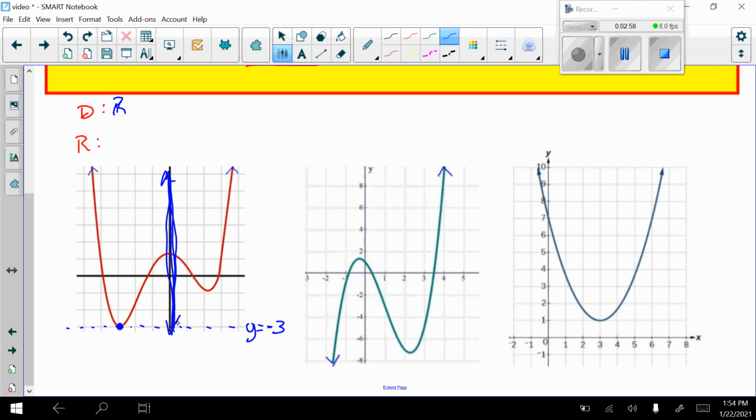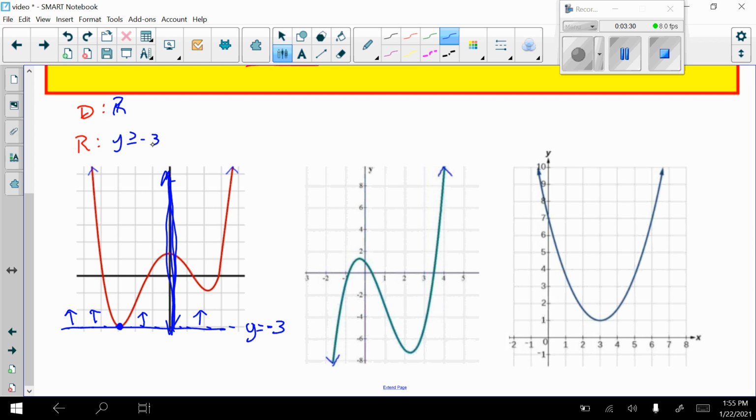That means my range gets cut off. So the way I'm going to write this, I'm going to write it as an inequality. I'm going to say that the range is all of the y values that are above this cutoff point, because that is where my graph stops. I have to be above that line, which is at -3. So I'm going to say all the y values that are greater than or equal to -3. And there's my range.